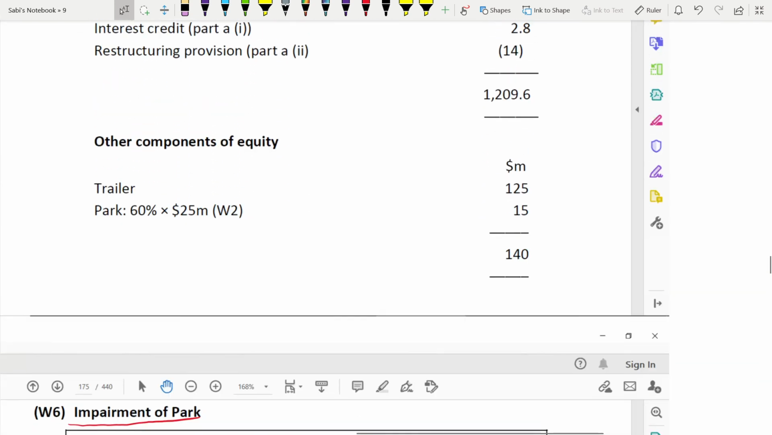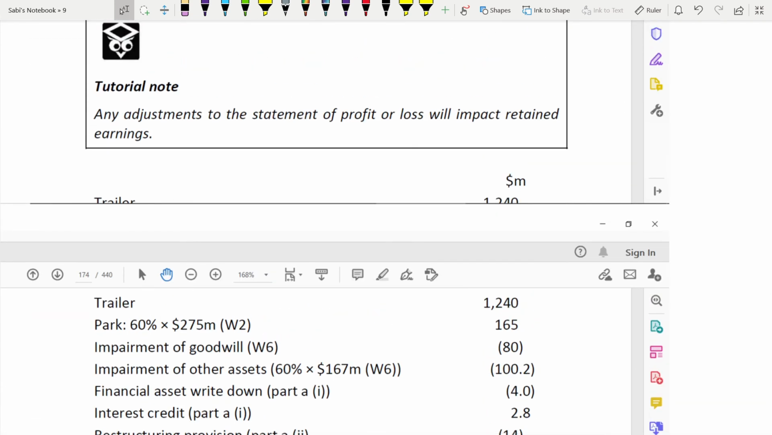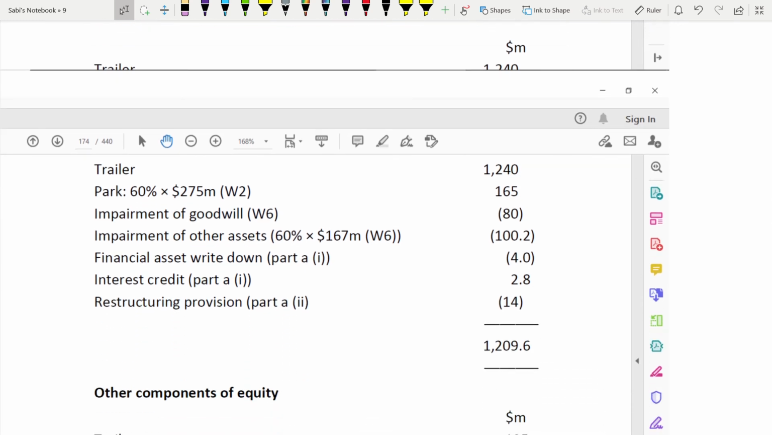Okay, so for reserves, any adjustments to the estimate of profit or loss will impair retained earnings. You need to understand. Next, the trailer. First the trailer will go. Who is the trailer? The parent. The parent is the trailer; all the other things are for the subsidiary. Okay, this is like a standard format. Please follow this format when a question is asked on the retained earnings.